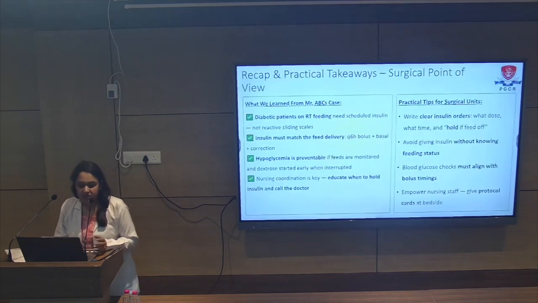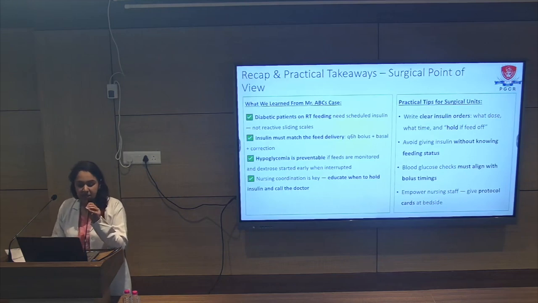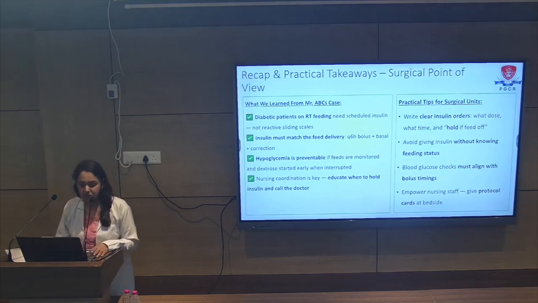Now, the learning points from this case are that diabetic patients on RT feeding need scheduled insulin, not reactive sliding scales. Insulin must match the feed delivery. Hypoglycemia is preventable if feeds are monitored and dextrose is started early when feeds are interrupted, and nursing coordination is the key.